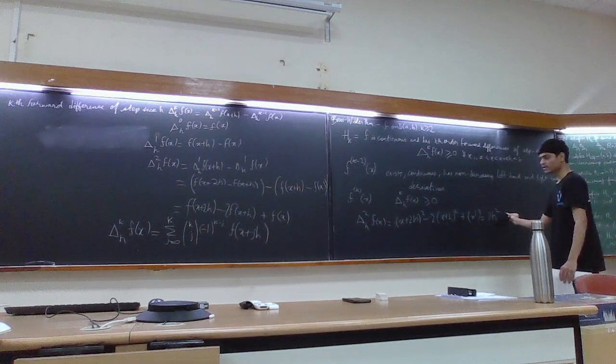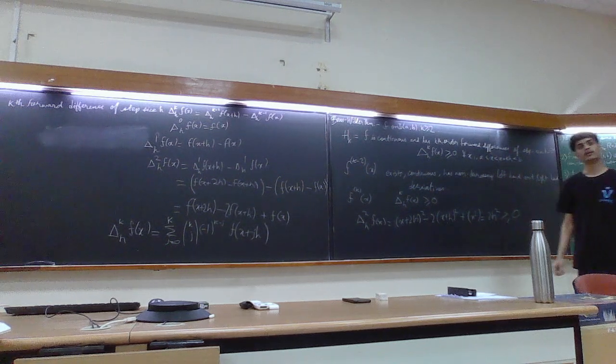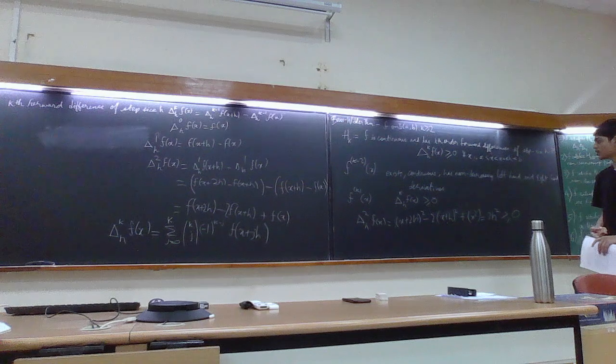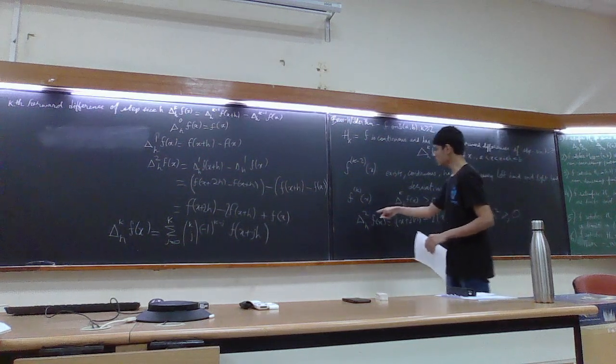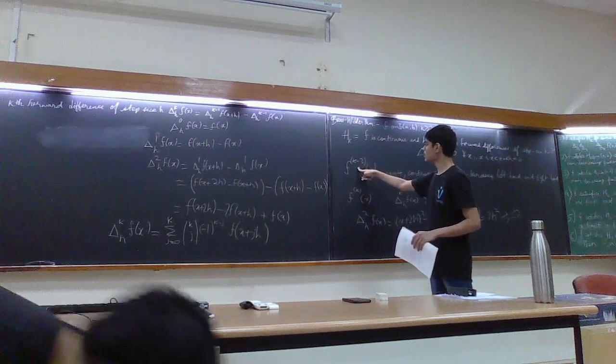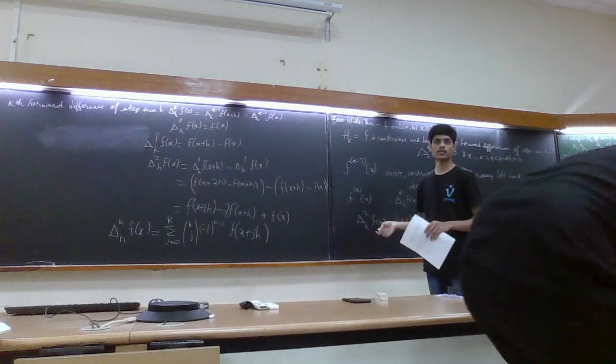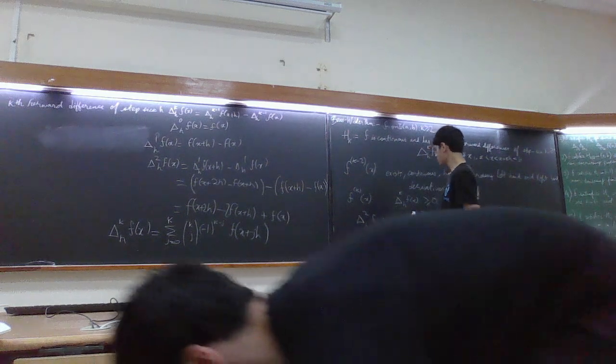Yeah, this is always non-negative, right? But it doesn't satisfy the conclusion. It is not non-decreasing, right? For k equal to 2, the (k minus 2)th order will be just the function, and x square is not non-decreasing. It does decrease.